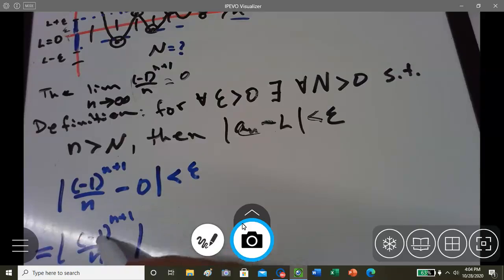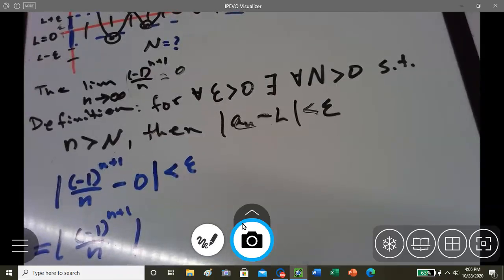Because this (-1)^(n+1) is what makes it go from positive to negative. When n is 1, it becomes squared, and that becomes positive. When n is 2, it becomes 2 plus 1 is 3, it becomes negative, and so on. So now, we know that because it's absolute value, we can drop the negative 1, and it's just 1 over n. Well, because it's positive, we can drop the absolute value. And so that's just 1 over n is less than epsilon.